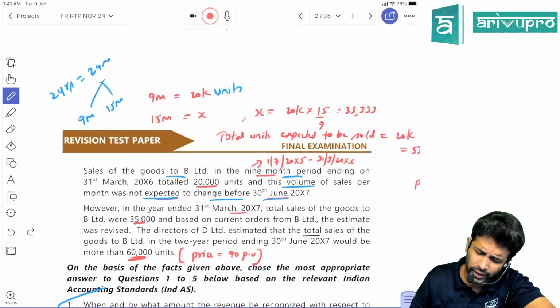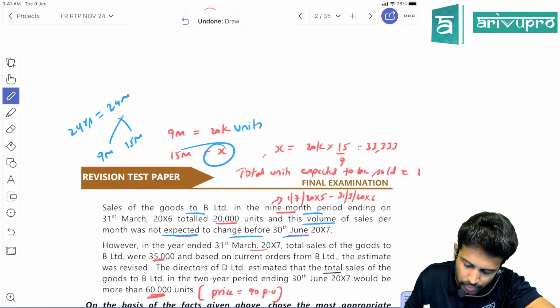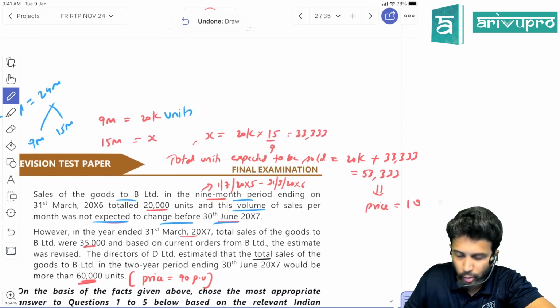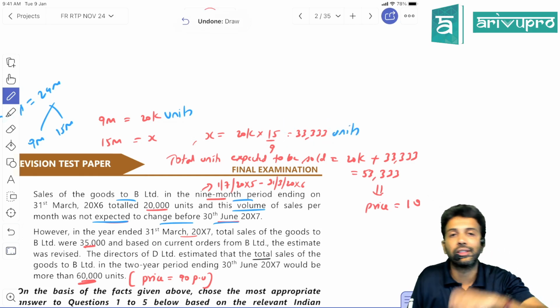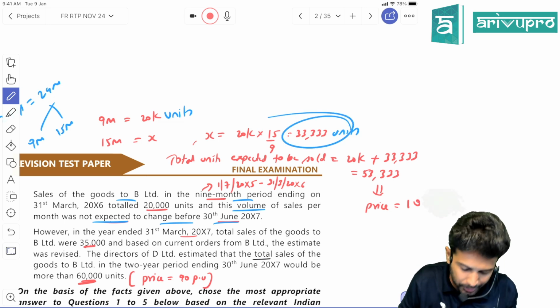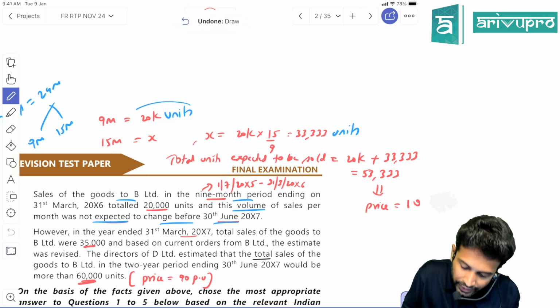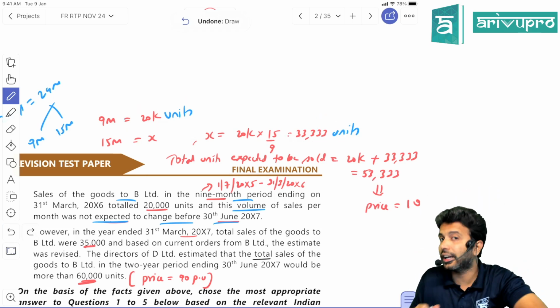So you need to prorate. For 9 months, if the sale is 20,000 units, for 15 months, how much will be the sale? If you prorate or use the X method, cross multiplication, you will get 33,333 units. So in the next 15 months, the company feels they may sell 33,000 units. 20,000 already sold, 33,333 is expected to be sold more.